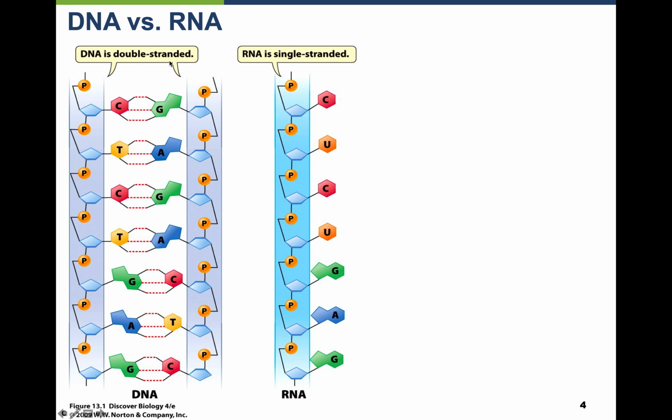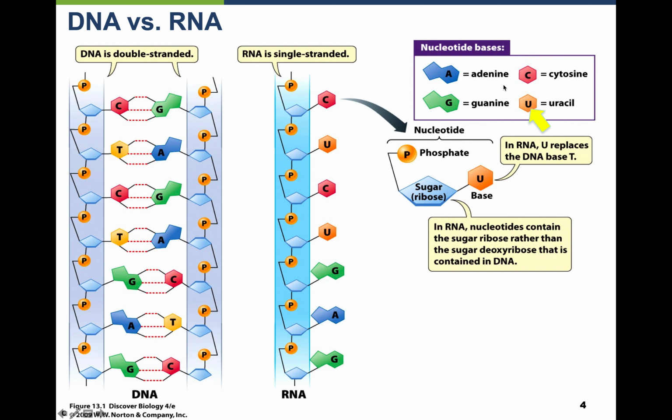So here's what you have. Double-stranded DNA, single-stranded RNA. You'll notice that there's no T's in this string. Those T's have been replaced by U's. And if you're looking across, right, C and C, U, C, you can see how they've been swapped out. Okay.